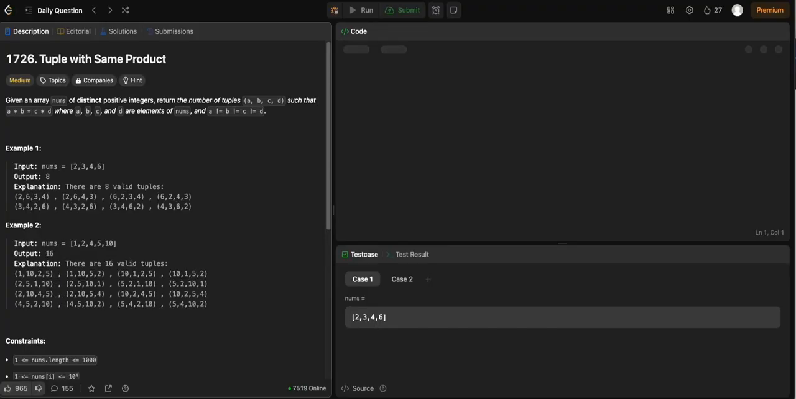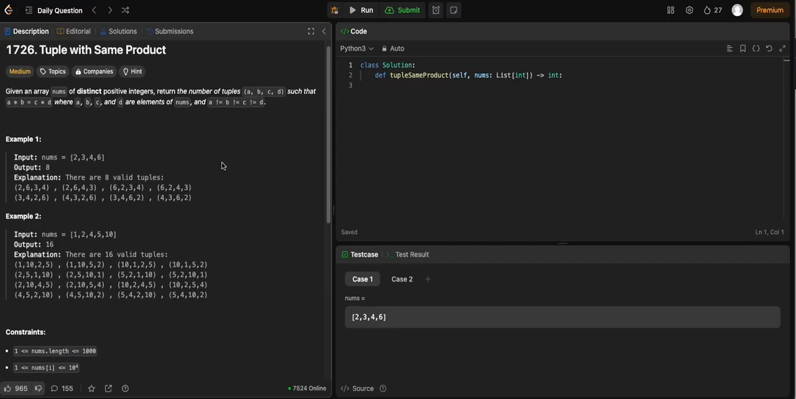So today's question is a medium after 5 easy from the past 5 days. The question today is Tuple with the Same Product. Given an array nums of distinct positive integers, so the integers are distinct and positive, remember that, return the number of tuples of 4 numbers such that a times b is equal to c times d, and a, b, c, d are not equal. So we only want to return the number of tuples, right?